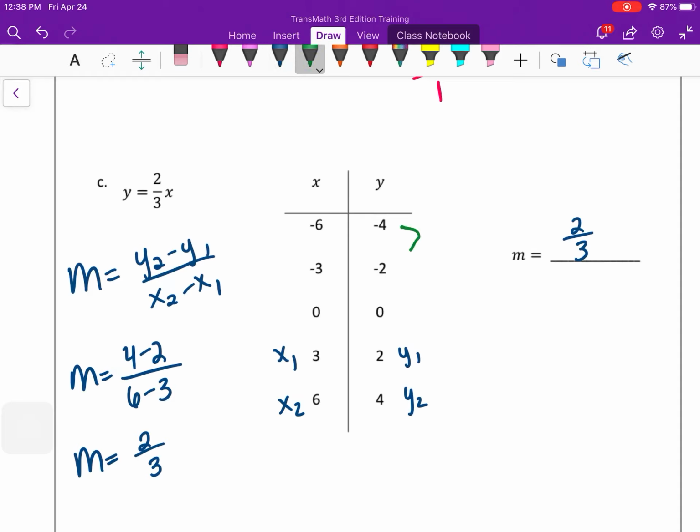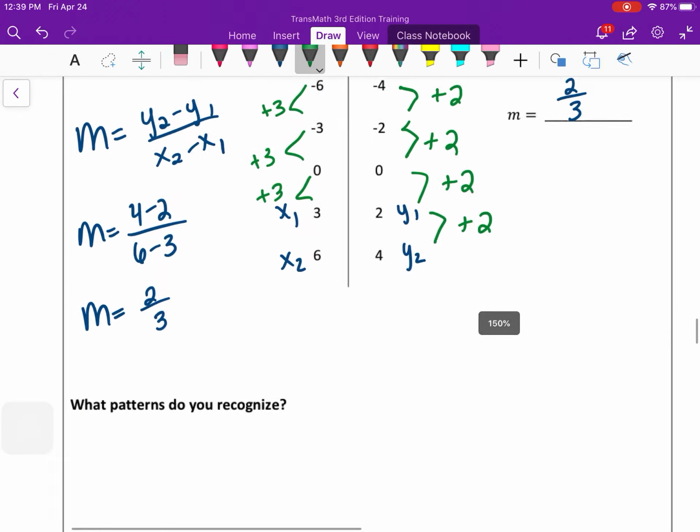You might see 4 minus 2 is negative 2. Negative 2 plus 2, 2 plus 2. And then over here, it's a change of positive 3. And then it's y over x to find the slope in the table.